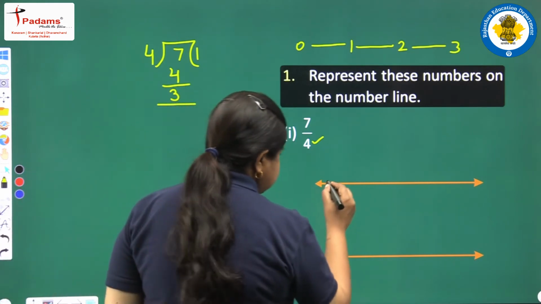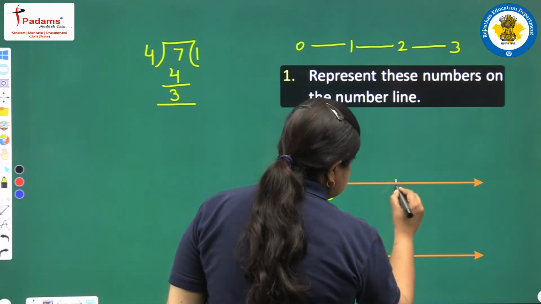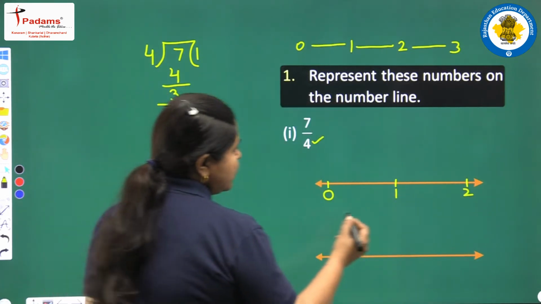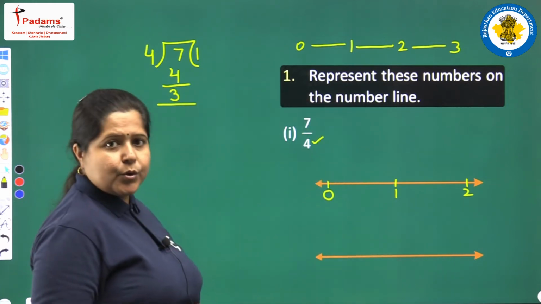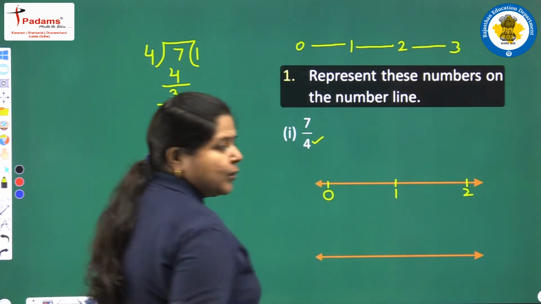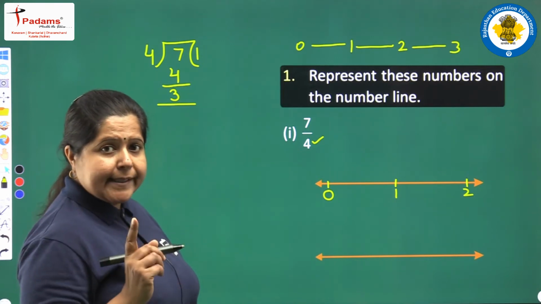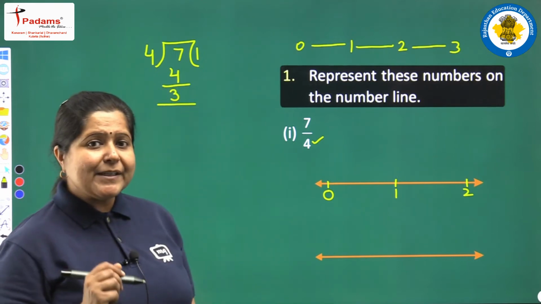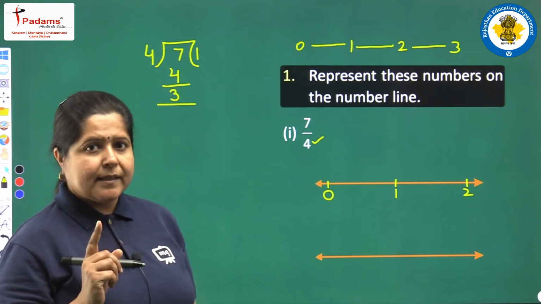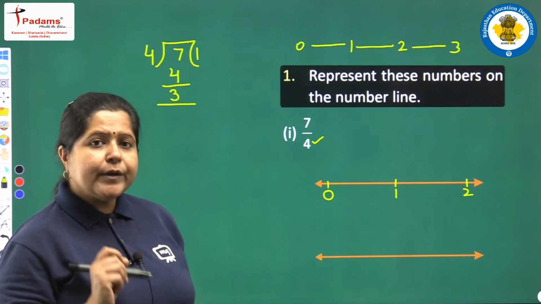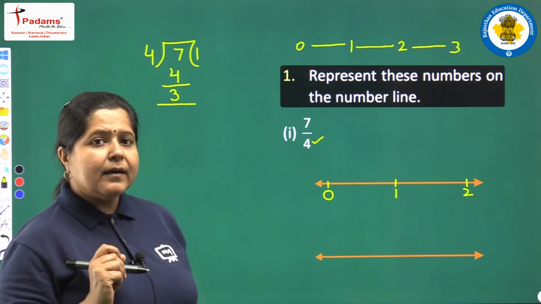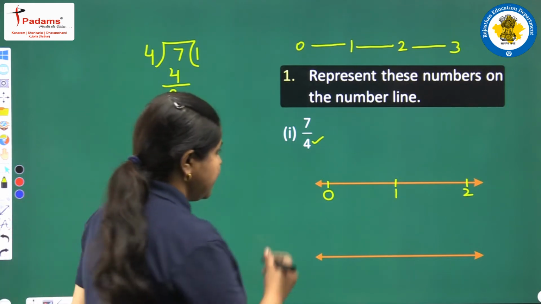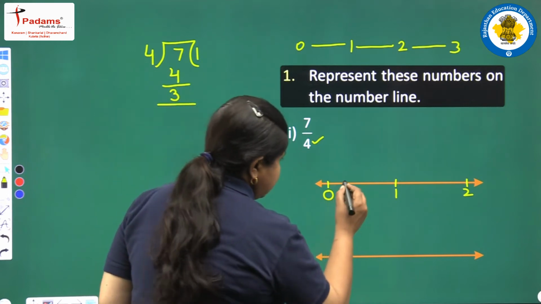Let us first mark 0, then 1 and then 2. We know that 7 by 4 will lie somewhere between 1 and 2. So I have taken 0, 1 and 2 on the number line. Now each single unit, 0 to 1 and 1 to 2, we will have to divide into 4 equal parts. To divide a unit into 4 equal parts, we need to mark 1 less than 4, that is 3 points in between at equal gaps.